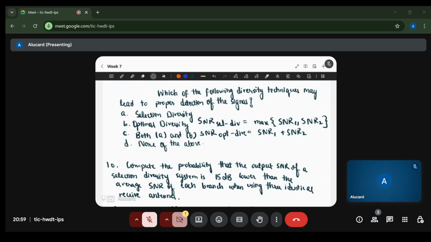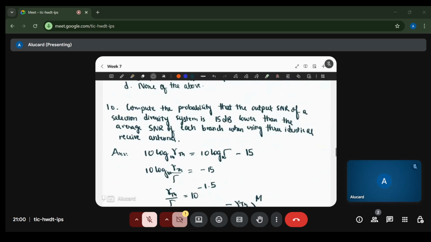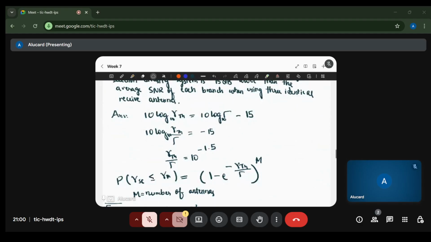Question 10. Compute the probability that the output SNR of a selection diversity system is 15 dB lower than the average SNR of each branch and using identical receiver antennas. The probability of outage, P of gamma SC less than gamma threshold, is 1 minus e power minus gamma threshold by gamma average, all power m, where m is the number of receiver antennas.